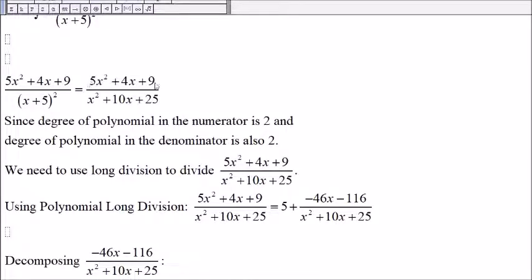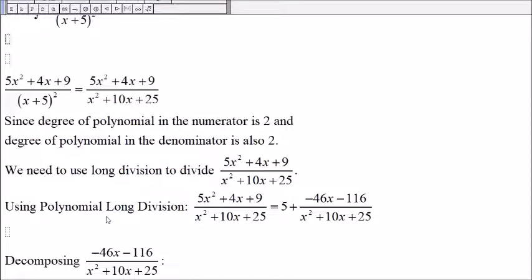And so this polynomial here in the numerator, the degree is 2. The polynomial in the denominator is also degree 2. And therefore, we must use long division and divide first. So anytime the degree of the polynomial in the numerator is larger than or equal to the degree of the polynomial in the denominator, then we have to divide first.